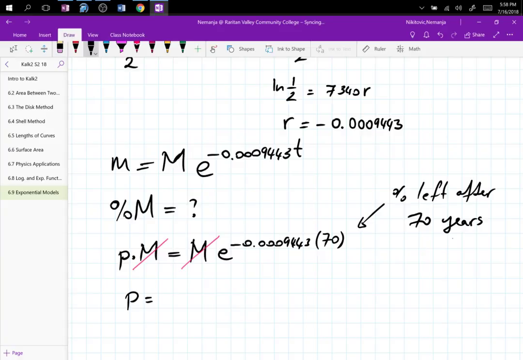We have e raised to the, and I'll go open parenthesis, second answer, times 70, close parenthesis, to get 0.993. So the percent is 99.3%. In 70 years, all that decayed from that initial thorium deposit is 0.7%. That's how much of the thorium is gone, leaving 99.3% still there. So these are the most beautiful corpses out there.